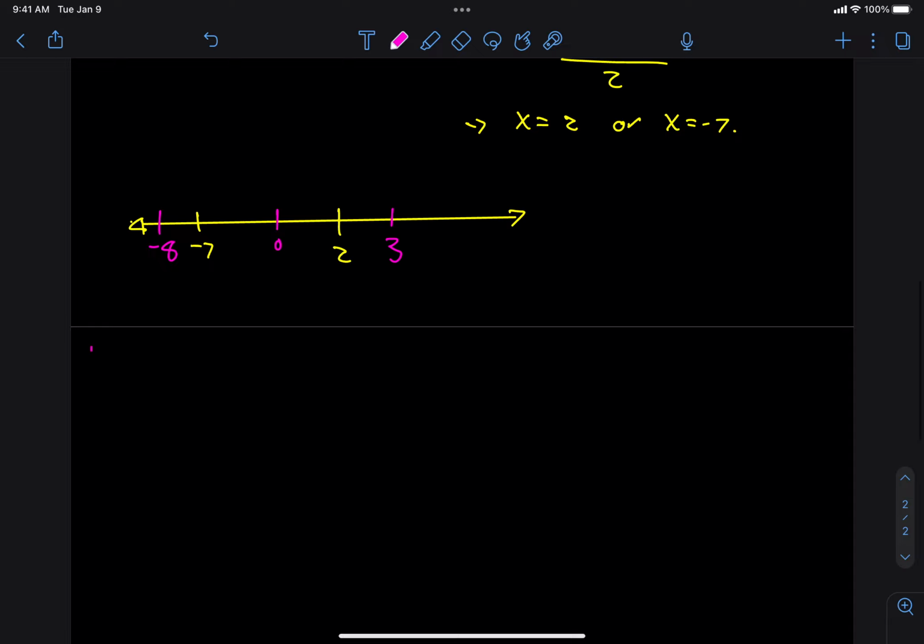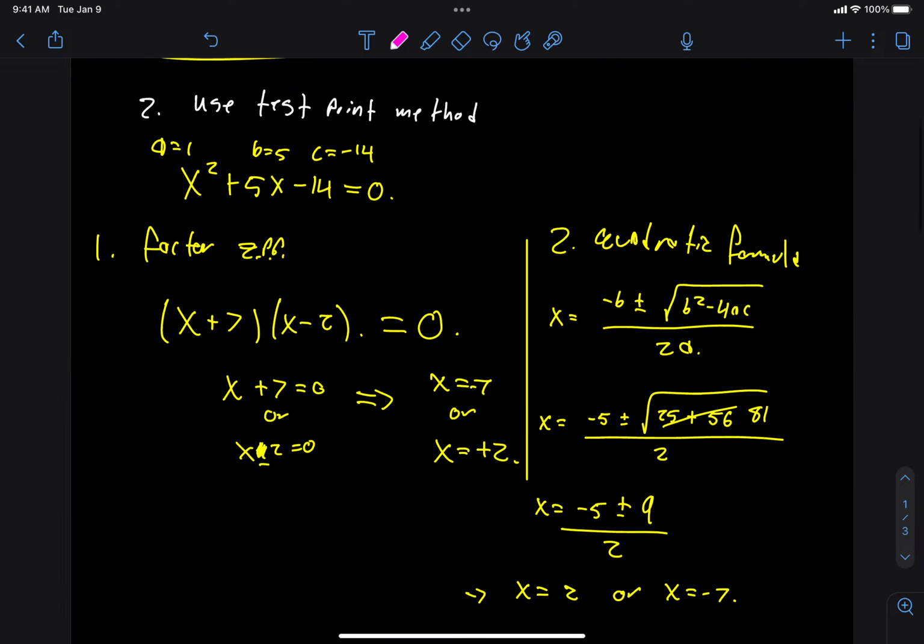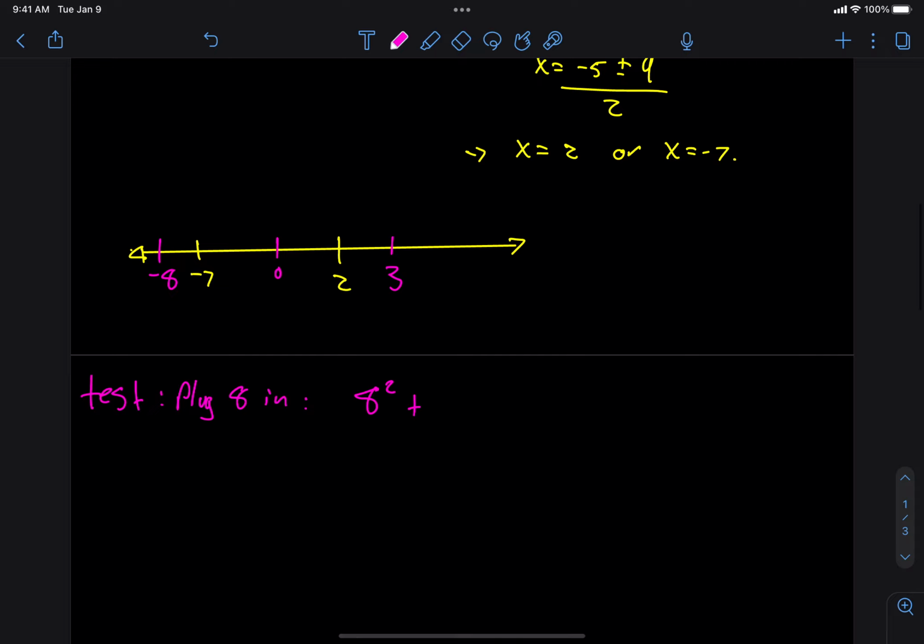And now I'm going to test. I plug -8 in. And I get -8 squared plus 5 times -8. Sorry, -8 quantity squared, plus 5 times -8.